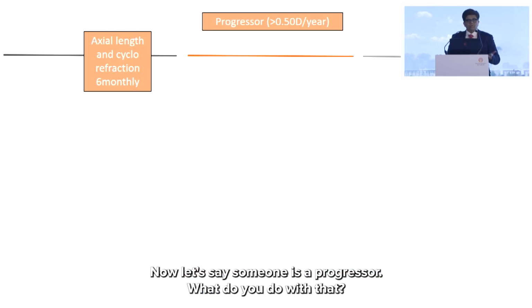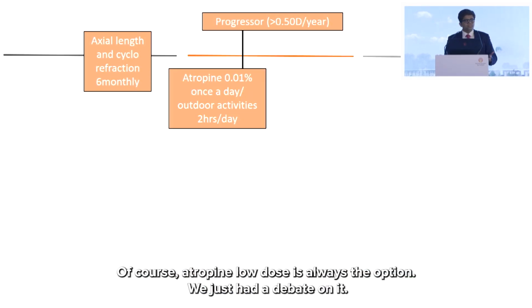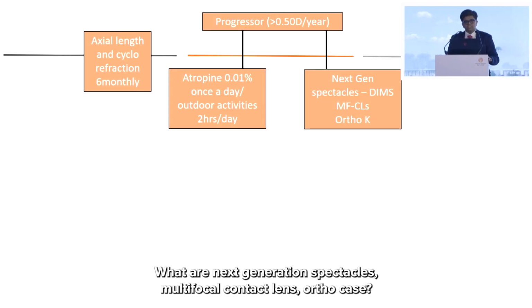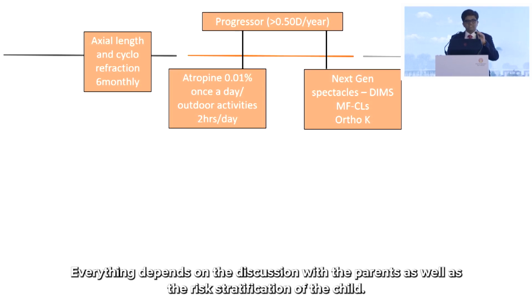Now let's say someone is a progressor, what do you do with that? Of course, low dose atropine is always the option. We just had a debate on it. What are the other options? Next generation spectacles, multifocal contact lens, ortho-K. Everything depends on the discussion with the parents as well as the risk stratification of the child.